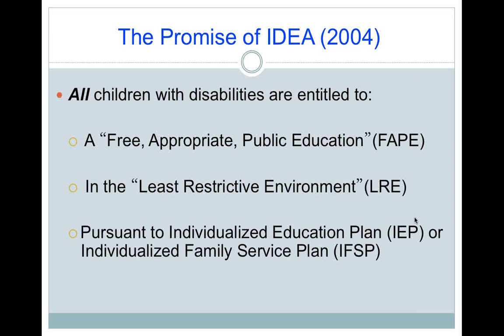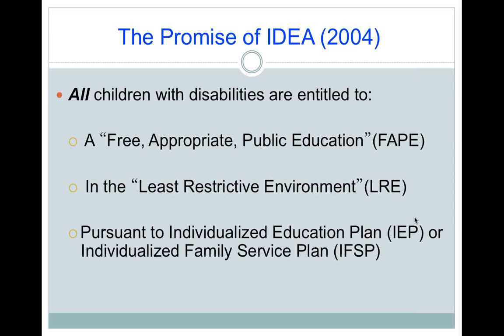So here are 3 basic points. All children with disabilities, and "all" is bolded and italicized because the law clearly means all children regardless of degree or extent of disability, are entitled to: 1, a free and appropriate public education, the acronym is FAPE; 2, that free and appropriate public education should occur in the least restrictive environment. The relevant acronym there is LRE.